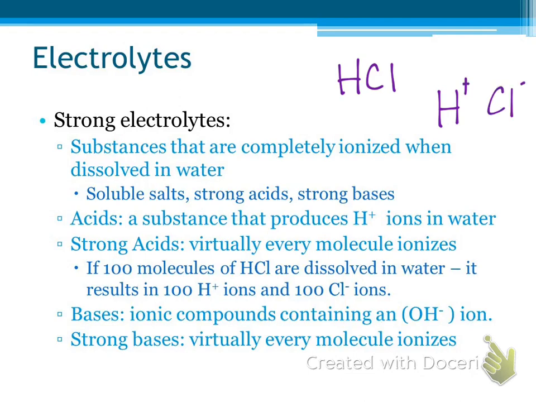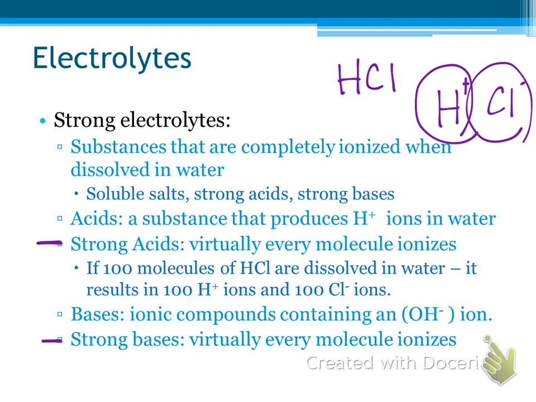That means that it's ionizing. That's a strong acid, which makes it a strong electrolyte. A strong electrolyte means it completely splits into positive and negative ions 100% of the time. Things that do that are strong acids and strong bases. So if 100 molecules of HCl are dissolved in water, it produces 100 H plus and 100 Cl minus ions. Every single one of those will break apart.